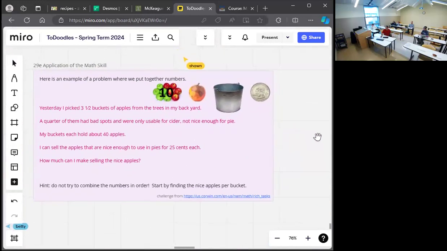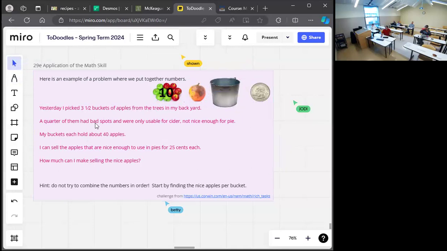So here's an example that's much more like what the GED might ask you. Now we're not doing some strange puzzle of can you use four fours? We're doing a more realistic problem, and the GED likes that. So yesterday I picked 3.5 buckets of apples. If it helps you, here's a bucket from the trees in my backyard.